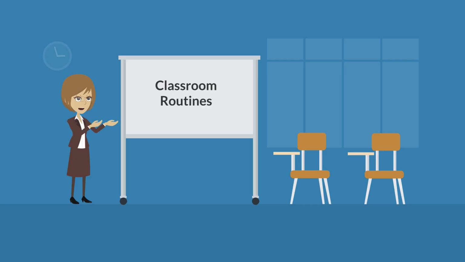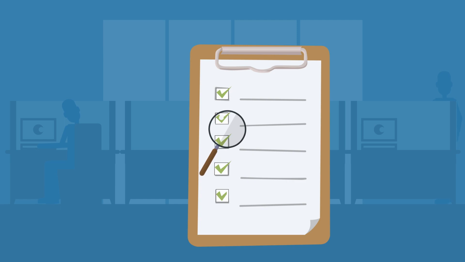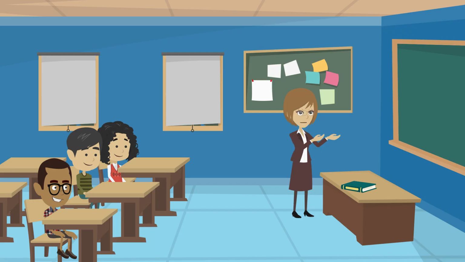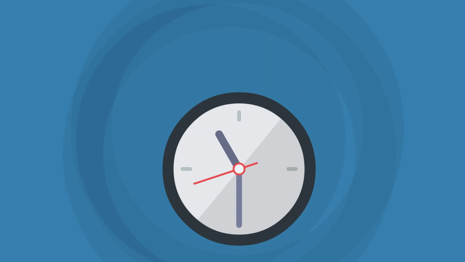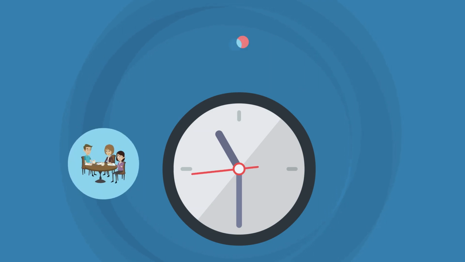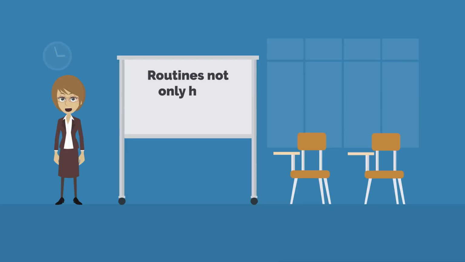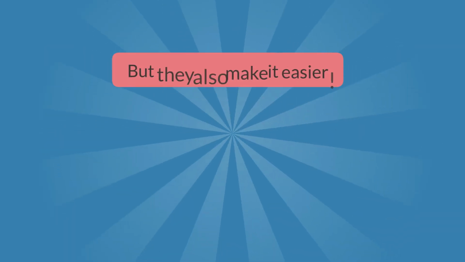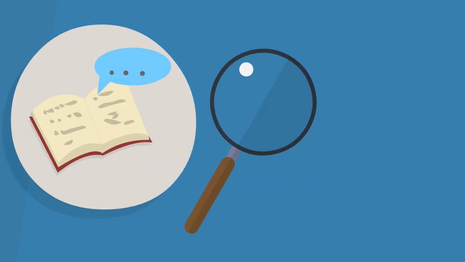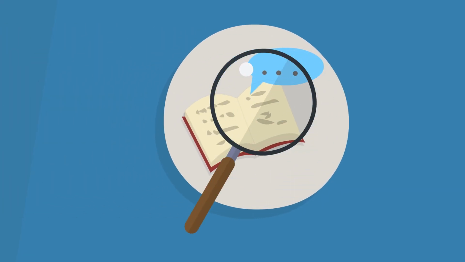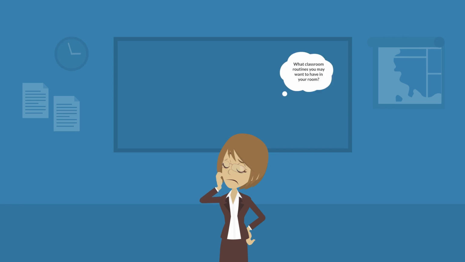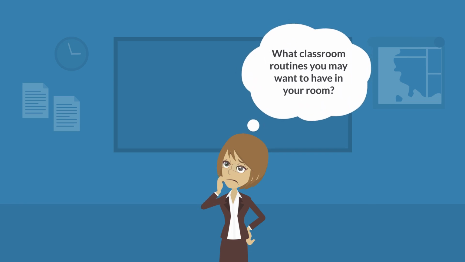Classroom routines. Establishing routines is also key to a successful classroom. Routines help students know what to expect, which makes them feel more comfortable and confident in the classroom. Routines can include things like morning meetings, designated transition times, and consistent class schedules. Routines not only help manage the classroom, but they also make it easier for students to focus on their learning and become more self-directed.